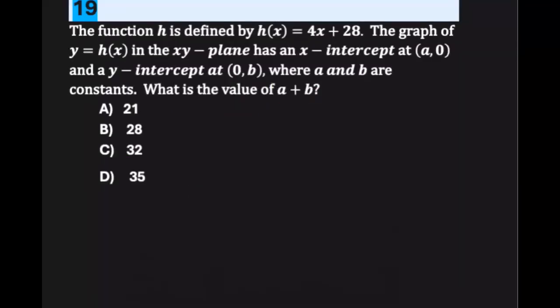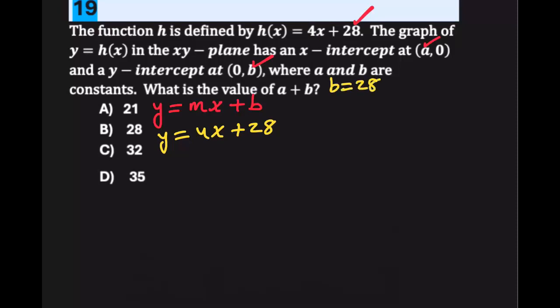Question 19, we have a function of h and the graph of y equal h of x. The x-intercept is a when y is 0, and the y-intercept is b when x is 0. And the question is asking what is the value of a plus b. We have this equation, and we can write it in the form of a slope. Y is equal mx plus b. So the value of b is 28, and the slope is 4. So y is equal to 4x plus 28. So we have b is equal to 28.